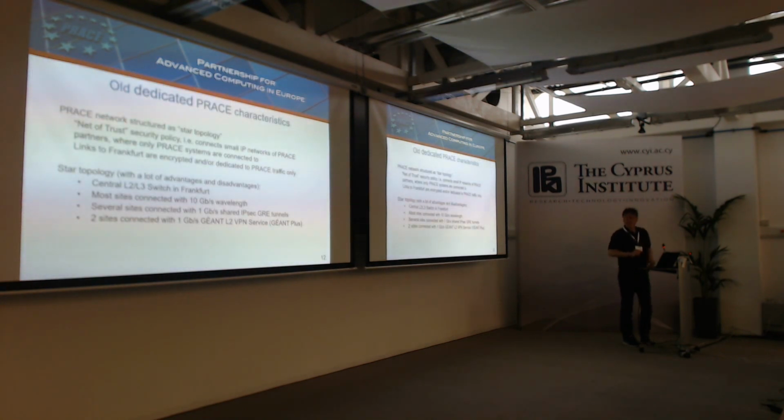So the authenticated PRACE network characteristics: it's structured as a star topology, a net of trust, with a security policy. It connects small IP networks of PRACE partners where only PRACE systems are connected, and the links are encrypted and dedicated to PRACE traffic only. So the star topology has a lot of advantages, but also disadvantages. There's a central switch. If it goes down, nothing happens anymore.